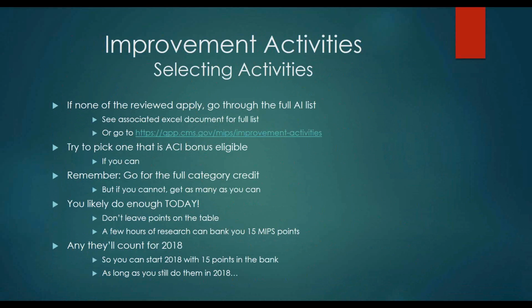Also, if you do these activities, you attest to them in 2017, and they're things you really do and you keep up with, you can use them for 2018, and you can go into 2018 knowing that you're on solid footing. You have improvement activities locked down. You can then switch your focus over to quality and ACI improvements. Like I said, you likely do enough today to meet enough activities to get full credit. So a few hours of research is worth it if you can bank these 15 points.